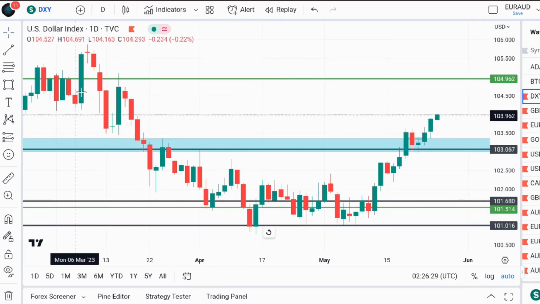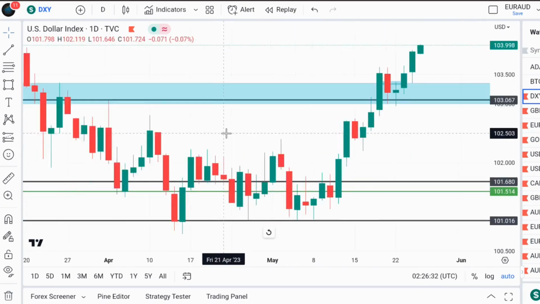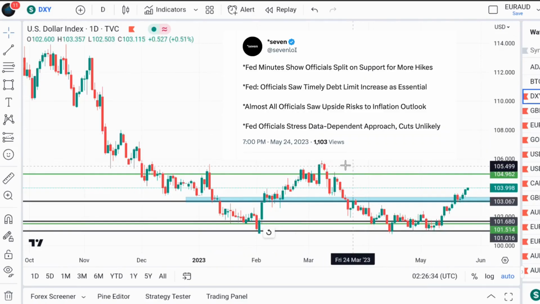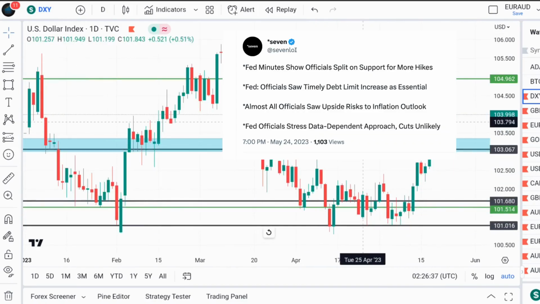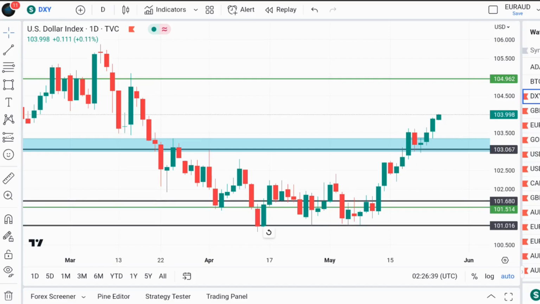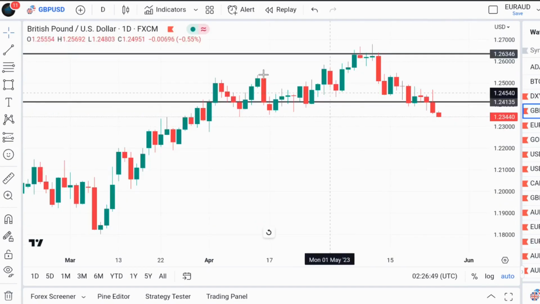And this is as a result of the hawkish statement from the Fed that they might likely hike the interest rate in the coming month. So let's see how it goes right there. So let's check the individual pairs, starting from GBPUSD.